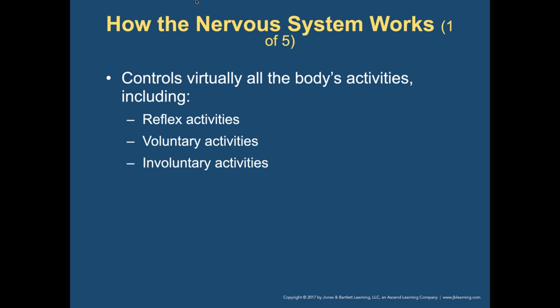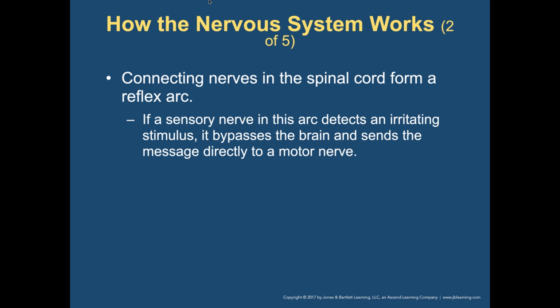All right, so your nervous system controls virtually all of the body functions, including your reflex activities, voluntary activities like scratching, lifting weights, walking, all that, and then involuntary activities like your breathing, your heart rate, your digestive tract. All those things are innervated by nerves that you don't have control of. That's your autonomic nervous system. The connecting nerves in the spinal cord form a reflex arc. If a sensory nerve in this arc detects any irritating stimulus, it bypasses the brain and immediately hits the motor nerves and says, move it.